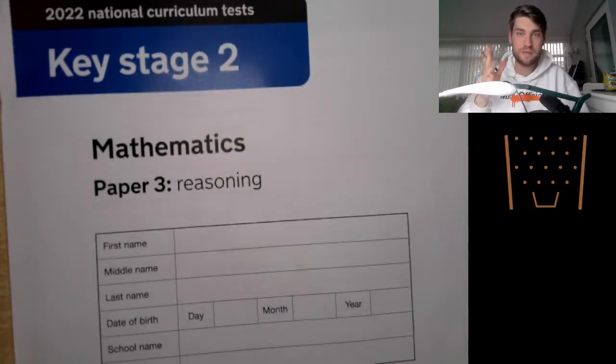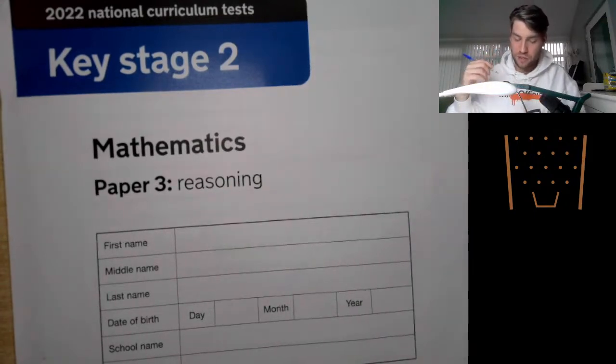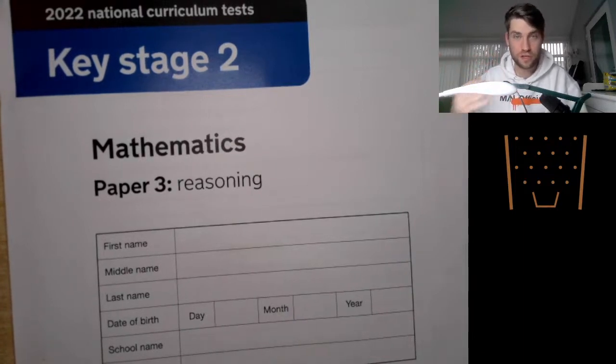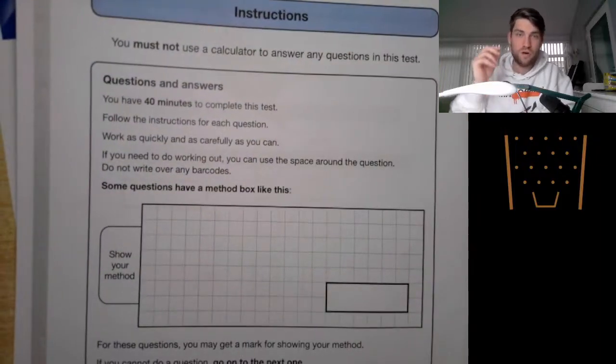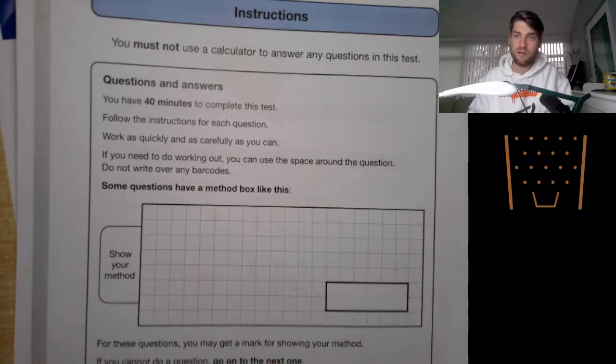So in the SATS paper, it's soon this week, the SATS exams. Paper 3 is the third paper, and you have 2 reasoning papers. The first one is arithmetic, and the second 2 are reasoning. So lots of worded questions, but really important for revision. Let's go for it. Just make sure when you do your papers this week, you are writing your answers in this box, okay?